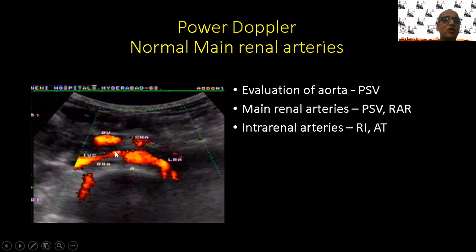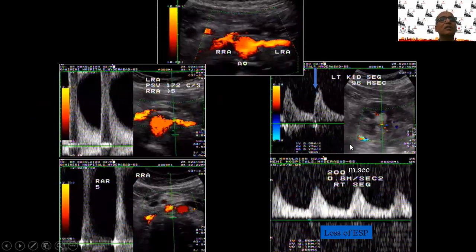Any systolic velocity more than 180 centimeters per second is taken as elevated. You interrogate it at the ostium and at the paraostial region of both the right renal artery as well as the left renal artery. Then you go on to interrogate the intrarenal arteries. You look for the resistive index as well as the acceleration time. So these are the things you look at in renovascular hypertension with regards to the renal arterial color Doppler interrogation.